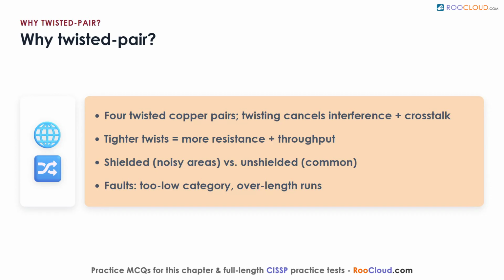Add a foil shield and you get the shielded variety for noisy environments. Leave it off and you have the common unshielded kind. The categories climb in capability as the twists tighten and the quality improves. Its main pitfalls are using too low a category for the speed you need, or running it past its length limit. Picture braided rope. The tighter the weave, the stronger and cleaner it pulls.